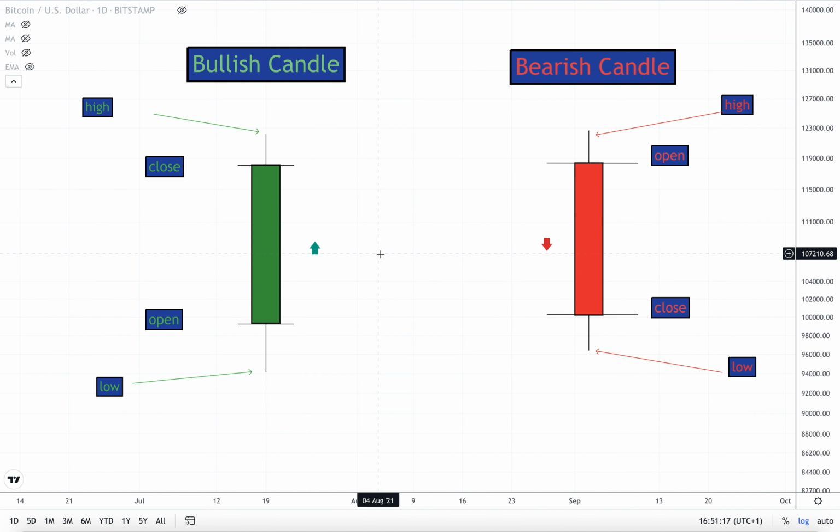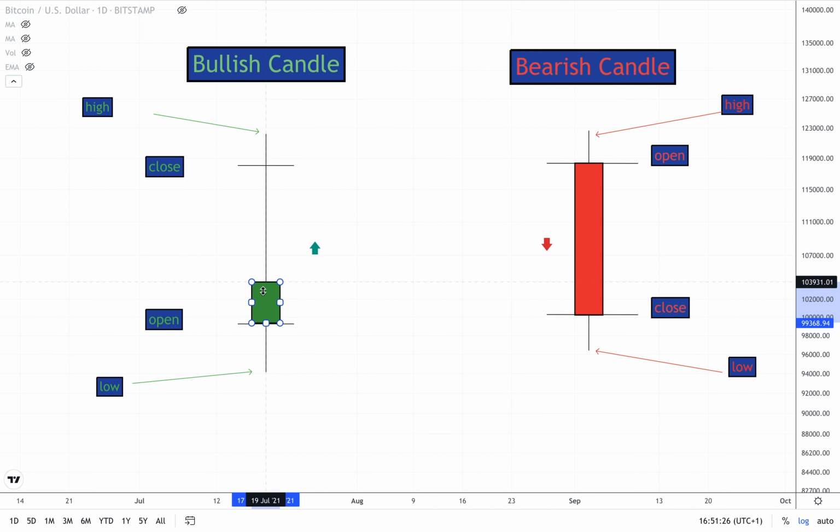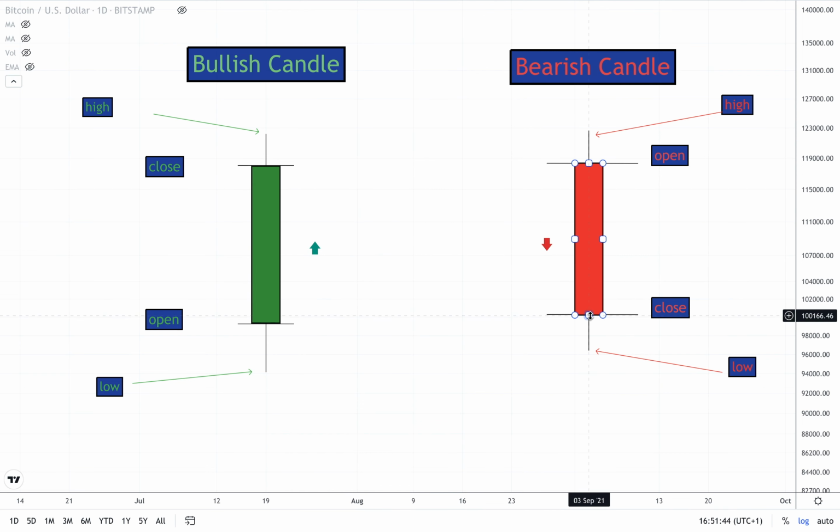A price chart is made up of candlesticks, and candlesticks are a representation of price. If price opened the day at a particular level, went down to its low, went up to its high, and closed the day above its open, that candle would be considered bullish. In the same way, if price began the day at a particular level, went up to its high, went down to its low, and closed the day below its open, that candle will be considered bearish.